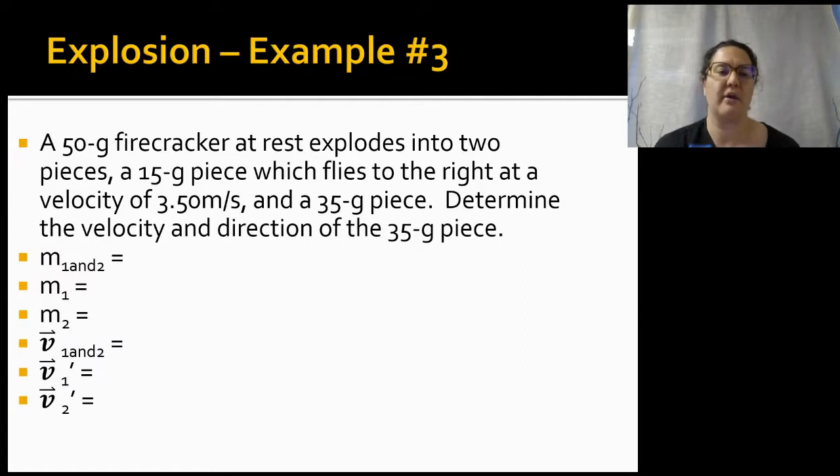So a 50-gram firecracker is at rest and explodes into two pieces, a 15-gram piece which flies to the right, or positive, with a velocity of 3.5 meters per second, and a 35-gram piece. Determine the velocity and direction of the 35-gram piece. So our mass of the firecracker is 50 grams. And because our final masses are also in grams, we can leave it in grams. We don't have to convert it.